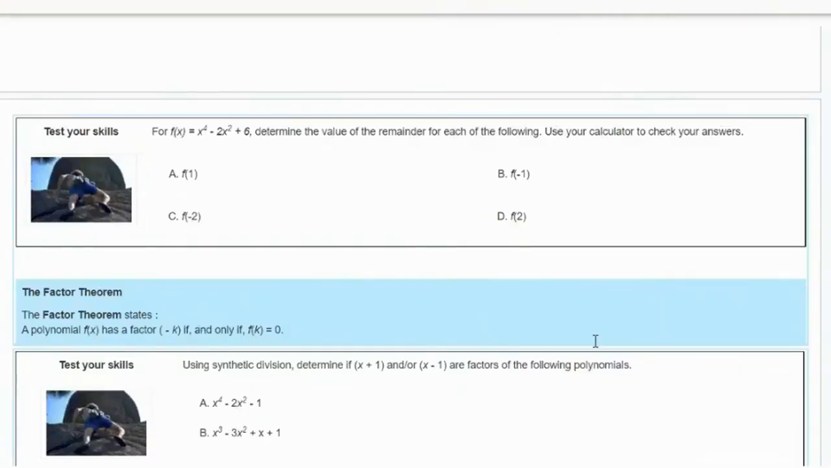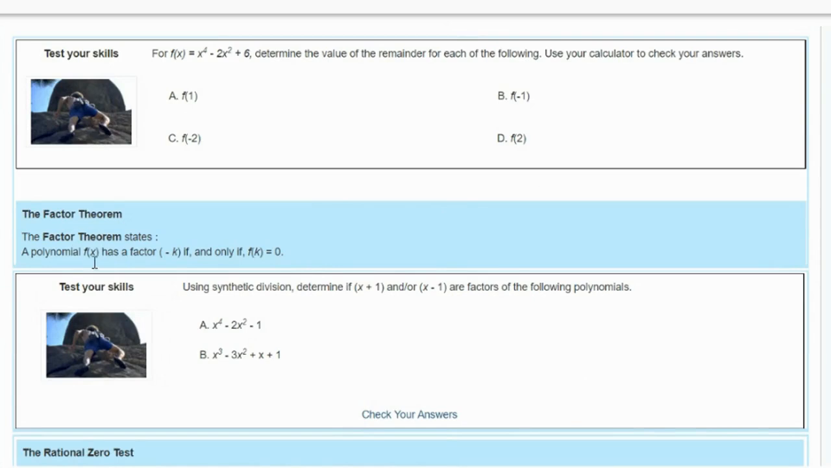It says you can use your calculator to check your answers. We checked it by graphing it. So the factor theorem says a polynomial f of x has the factor x minus k if and only if f of k equals 0, which means if any of those remainders were 0, then that would have been a factor. None of these are factors. X minus 1 and x plus 1 are not factors. X plus 2 and x minus 2 are not factors.